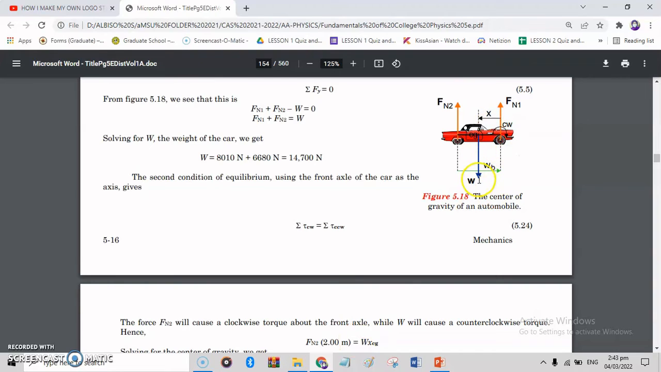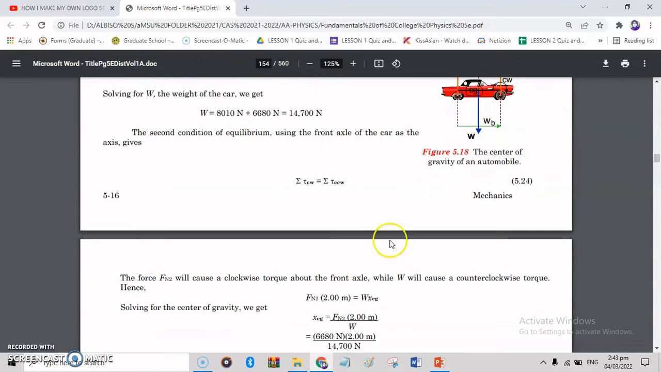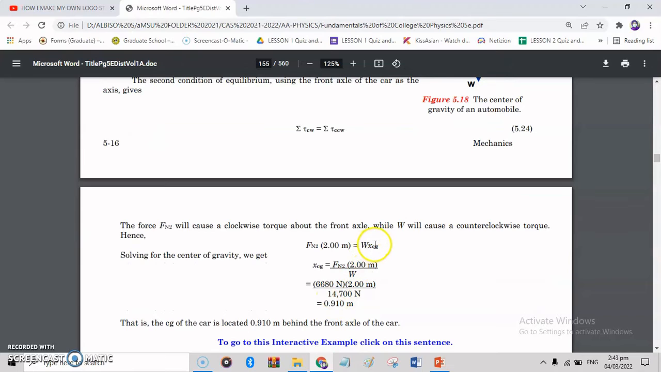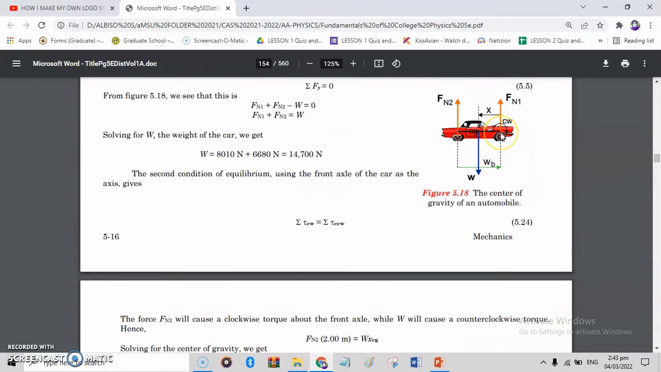And then, ito naman is W. That is counterclockwise. So, equal to W times the X. Okay, now, solving for the X, baba mo si W, and you get Fn2 times 2 over W. You get that the center of gravity of the car is 0.910 meter from this right side. Okay, so from, nandito siya.